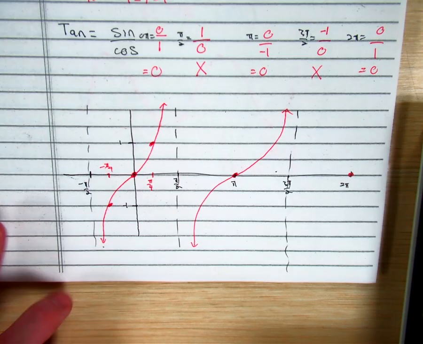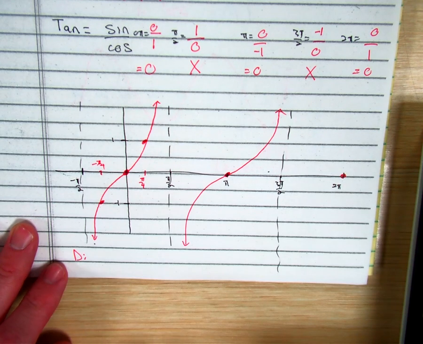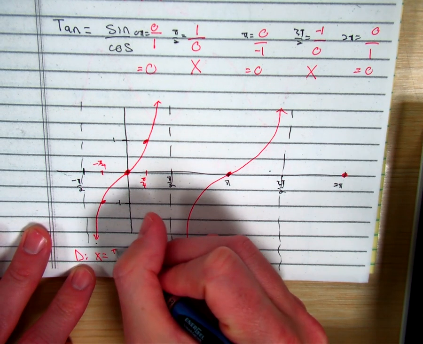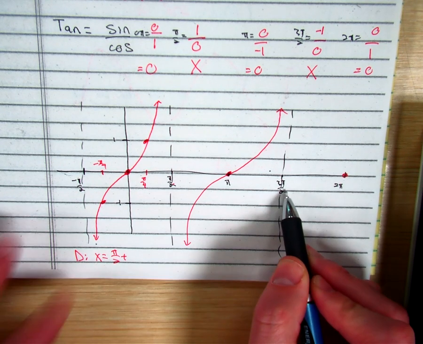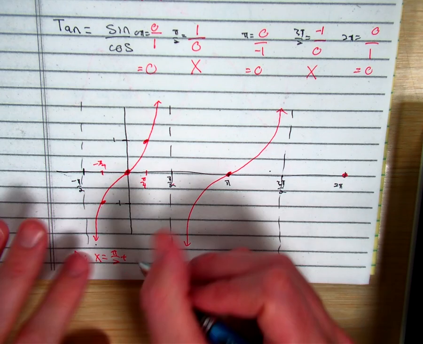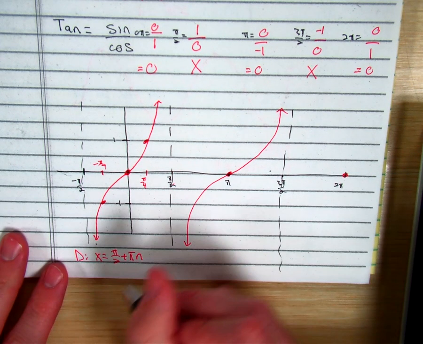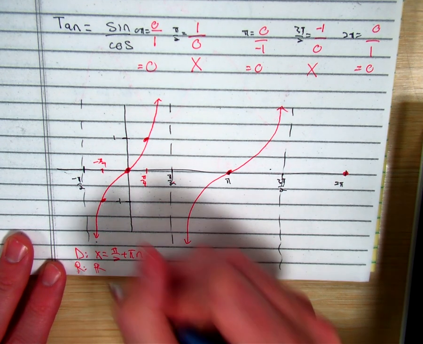Now this one's kind of flipped. Our domain is going to be special. X is not equal to pi over 2 plus, what's the gap here? 1 pi over 2 to 3 pi over 2. That's a gap of 2 pi over 2, or pi n. We'll talk more about that later. And then our range goes up and down forever, so that one's all real numbers this time.